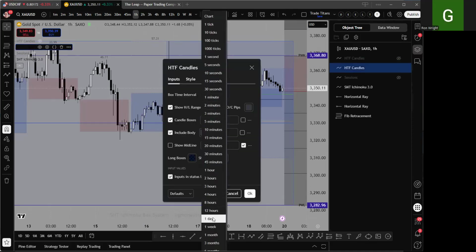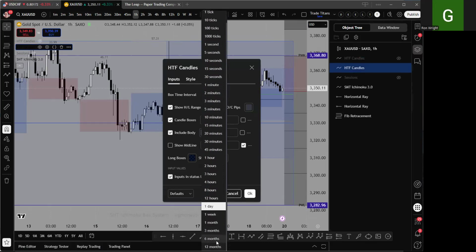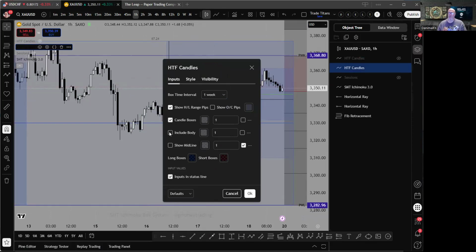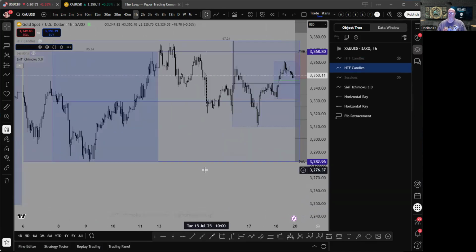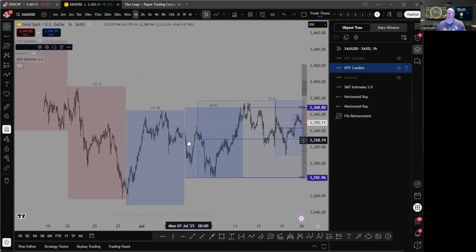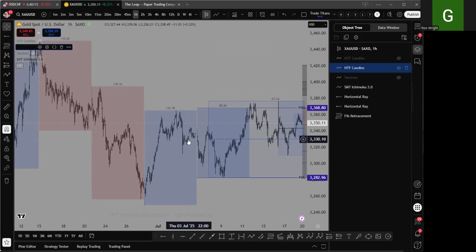So what did you use before he started using those intervals with the higher time frame candles, sessions and box? What did you use before that? We just used the candles, right? I think so. Candle boxes, I think this is what you use. Oh, there they are, the candle boxes. Okay, cool. There we go, now I know.